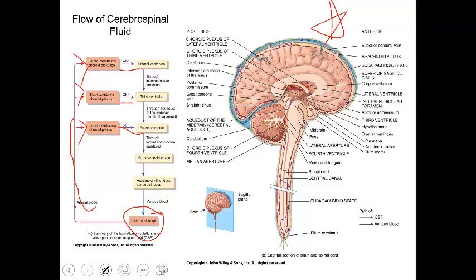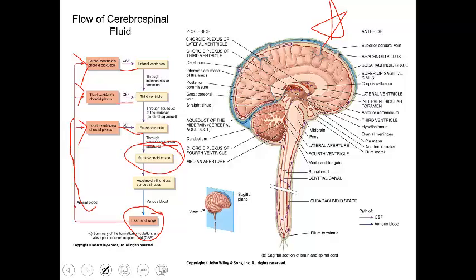So the lateral ventricle is doing it, the third ventricle and the fourth ventricle are all doing it simultaneously. Now whatever is produced in the lateral ventricles goes through the interventricular foramen into the third ventricle. Whatever gets produced in the third ventricle goes through the cerebral aqueduct to the fourth ventricle. And from the fourth ventricle, it can either, 1, flow down into the central canal, or 2, go through the lateral and median apertures and into the subarachnoid space.